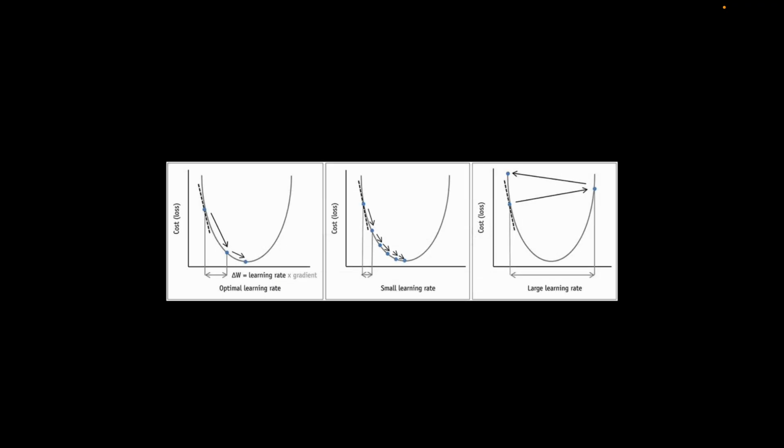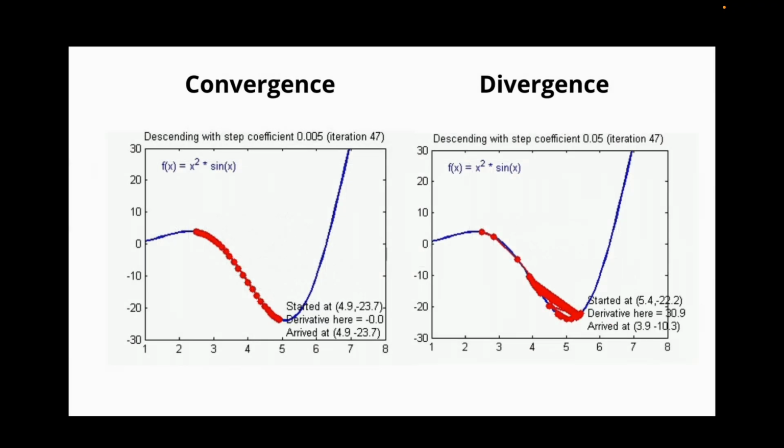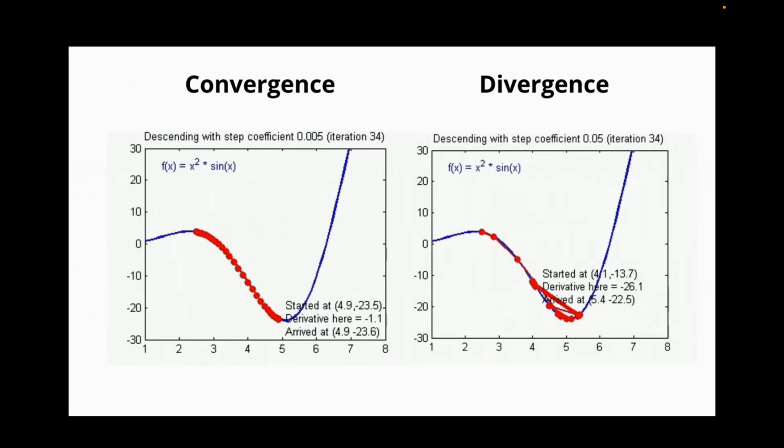The learning rate controls how big each step is. If the learning rate is too large, we risk overshooting and diverging. If it's too small, we could be stuck in a local minimum or take forever to converge. Here is an example of convergence and divergence with different learning rates.